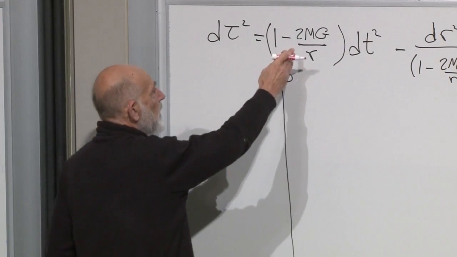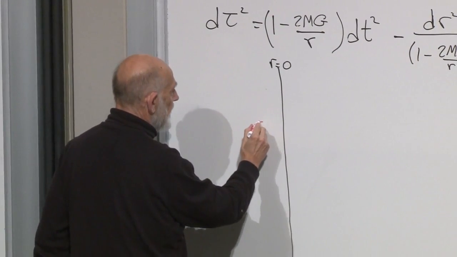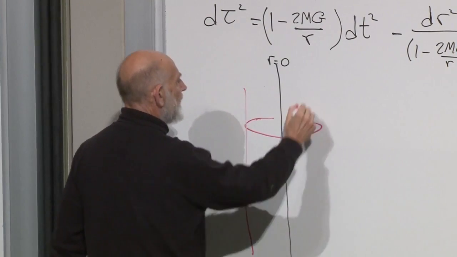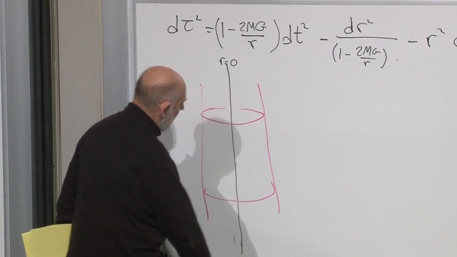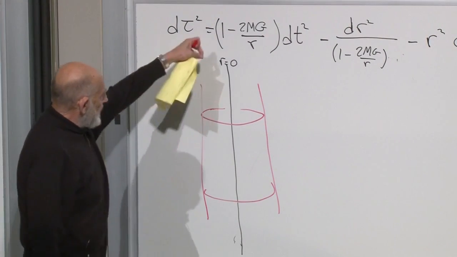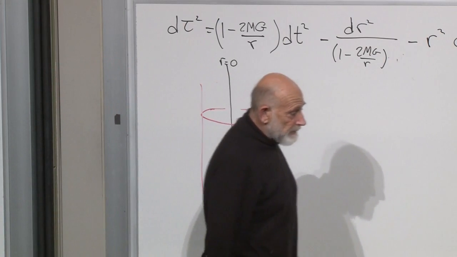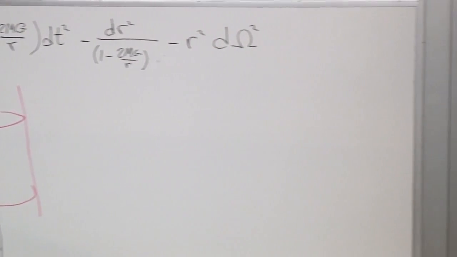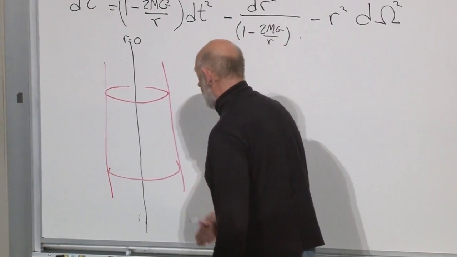Then, somewhere at r equals 2mg, there's something happening or not happening. Some funniness, in any case, in the mathematical structure of it. It's like a cylinder surrounding r equals 0. It's called the Schwarzschild radius, and it's called the horizon of the black hole. We'll understand why as we go along.